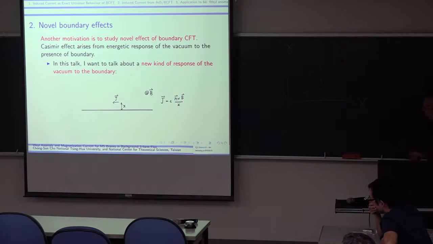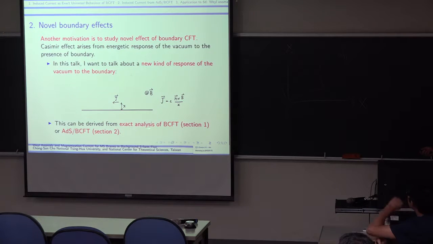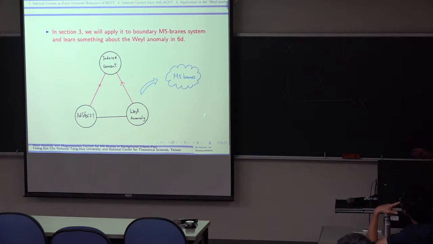So this can be established exactly, both by doing a BCFT analysis or by going into holography. So this is what I'm going to show you. The induced current can be understood both in terms of Weyl anomaly and AdS BCFT, and of course the two are also related. That's why I draw this triangle here. So in the last part of my talk, section 3, I will apply this idea. This is established in general for any dimension.